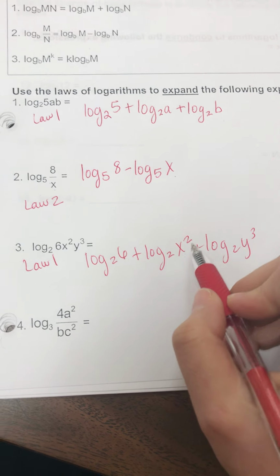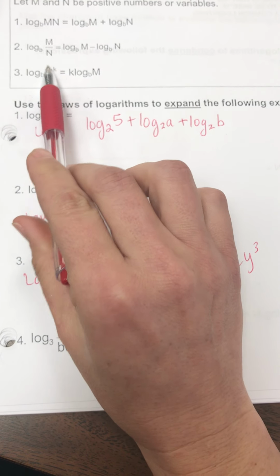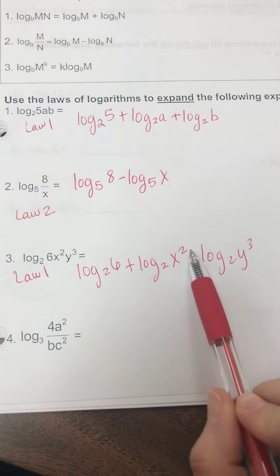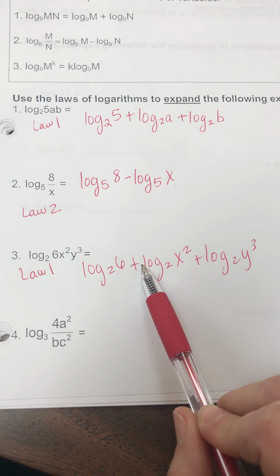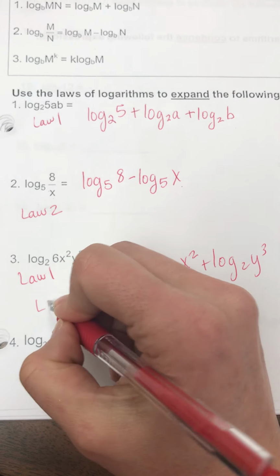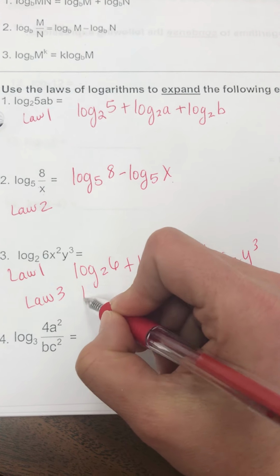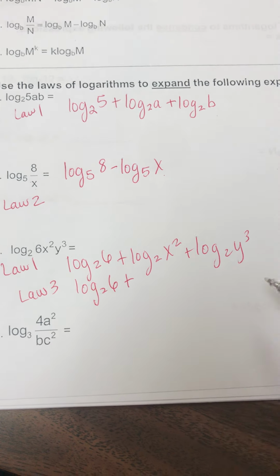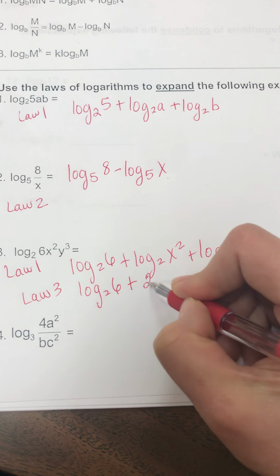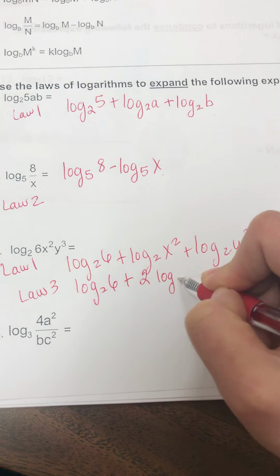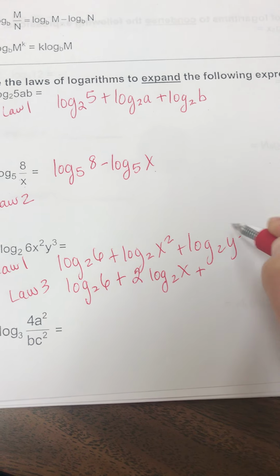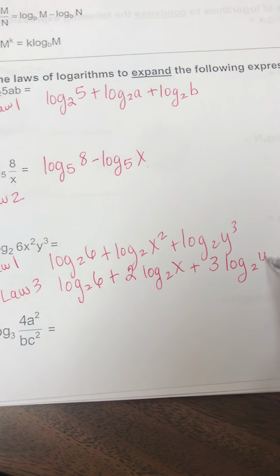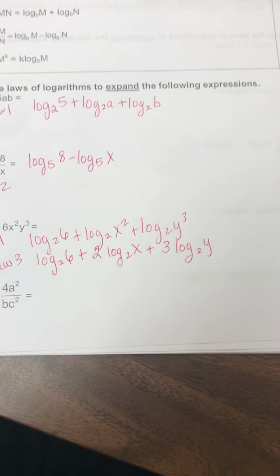But now law 3 tells us that when we have an exponent, like we do on the x squared and the y cubed, you're going to move it in front of the log. So we're going to rewrite it using law 3. You're going to have log base 2 of 6, doesn't change, plus, now your 2 is going to come in front, so 2 log base 2 of x, plus move your 3 in front, so 3 log base 2 of y. So that's your answer.